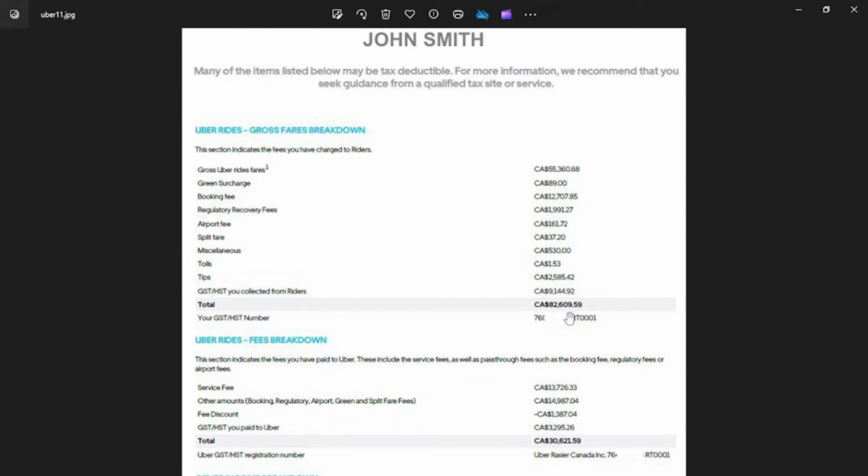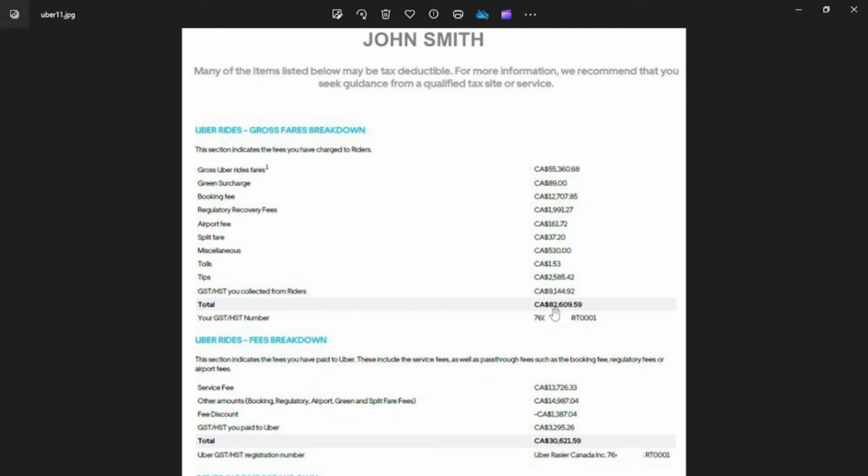So this total amount doesn't mean much, it's just a total of these things. It doesn't mean that this is the amount of your earnings. No, not at all. Don't use this amount as your earnings. For your earnings, you have to massage certain amounts in this tax summary to reach the amount which goes into your tax return, the T2125 form.